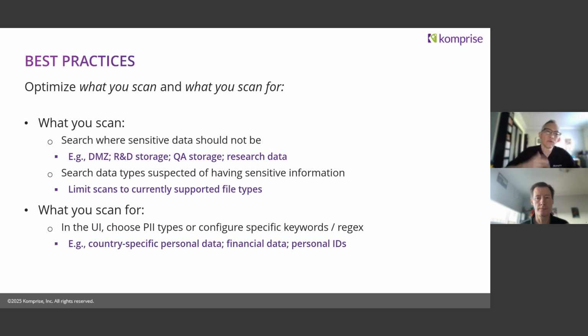If you're in the US, personal data. If you're in Europe, you may search for passports of EU citizens. Financial data, credit card numbers, personal IDs, national IDs, email addresses, things like that. Focus your search, and that can really help improve the performance of your search.